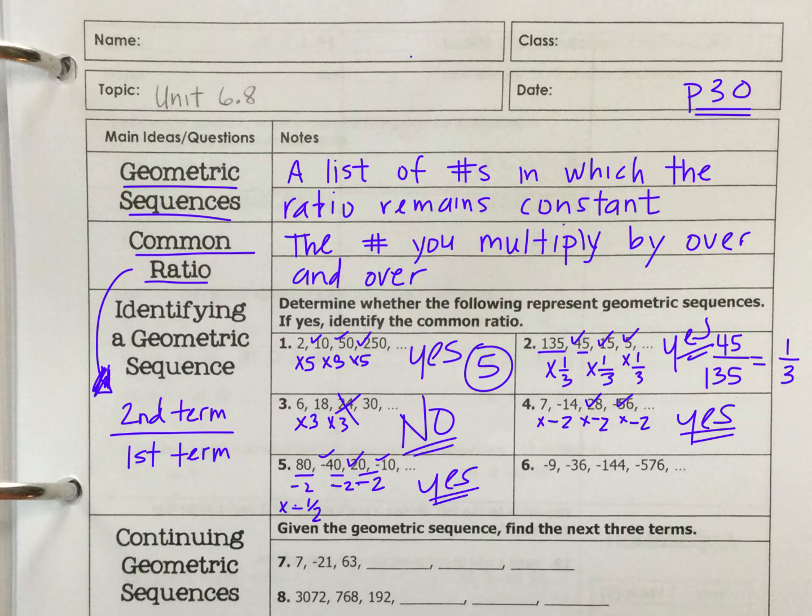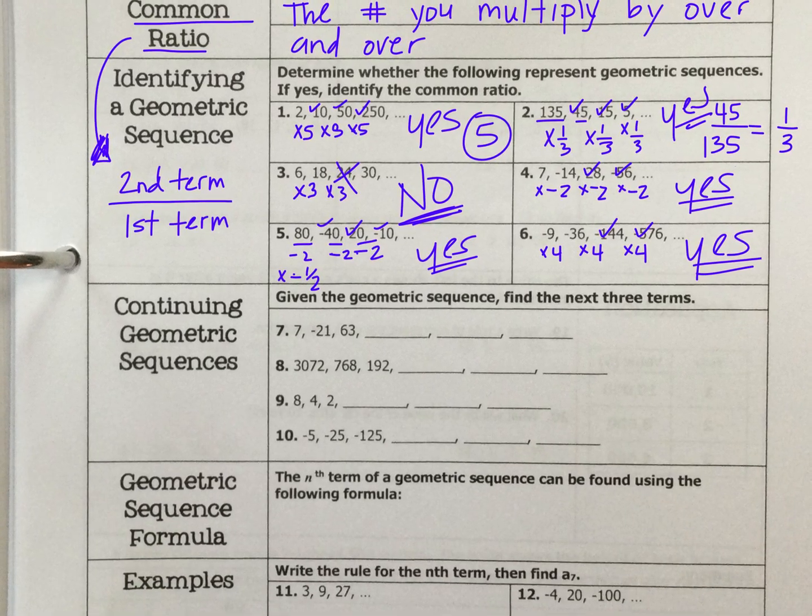All right, let's see, 9. Negative 9 to 36, I'm going to multiply by 4. Negative 36 times 4 is negative 144. Yes. Okay. So I just did them over and over. If the same number works, you got it. If it doesn't work, it's a no.